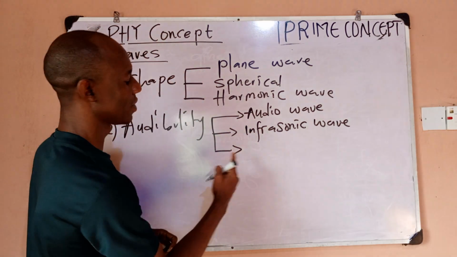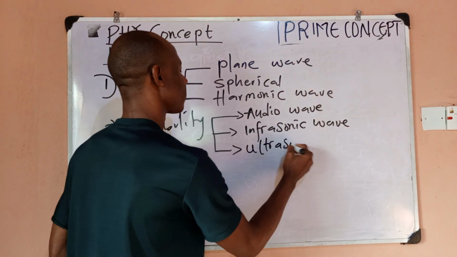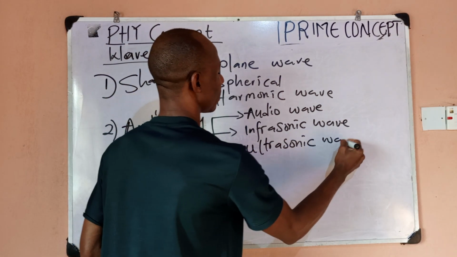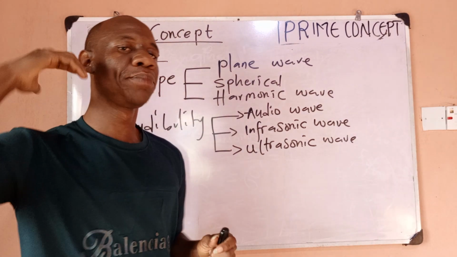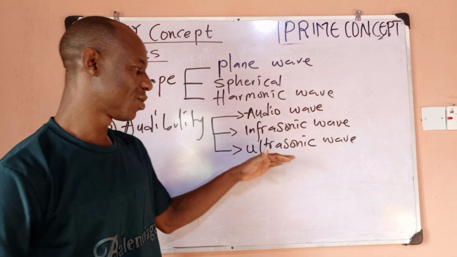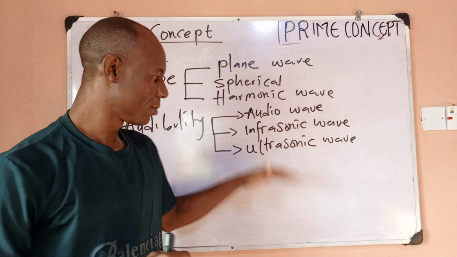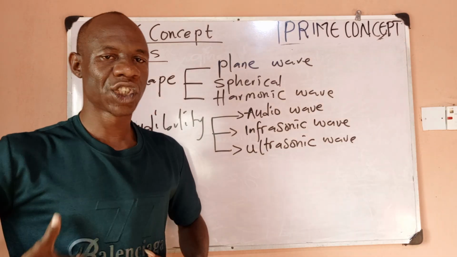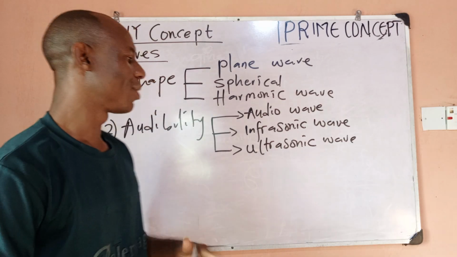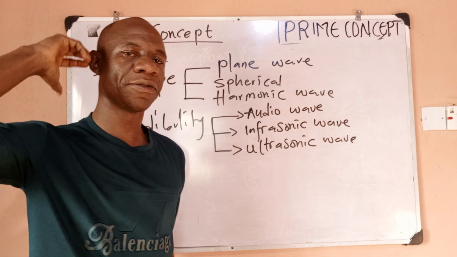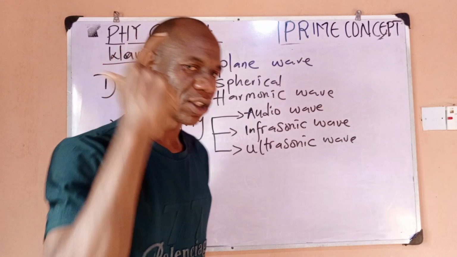Then the number three type is what we know as ultrasonic. An ultrasonic wave is a wave that is beyond human hearing. So this is what they use in ultrasound, right? Yes, radiographers use ultrasound to check maybe bones, whether bones are still in place in the human body. So ultrasound is a wave that is beyond human hearing. When you try to hear it, it might burst your eardrum.